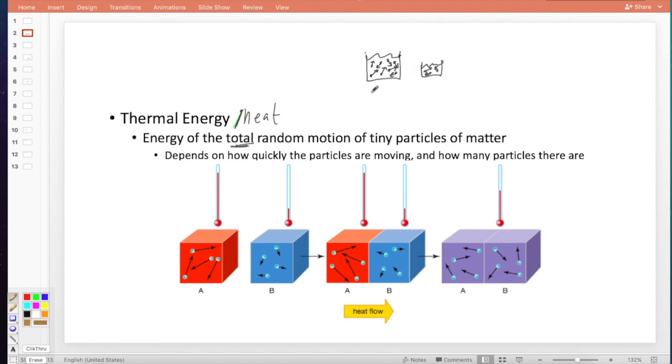Which one has more thermal energy? Well, this one does, obviously, because there's more stuff there. So it depends on how many particles there are, and it depends on how quickly they're moving. So let's look at this.